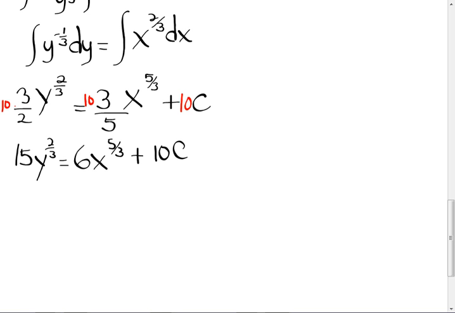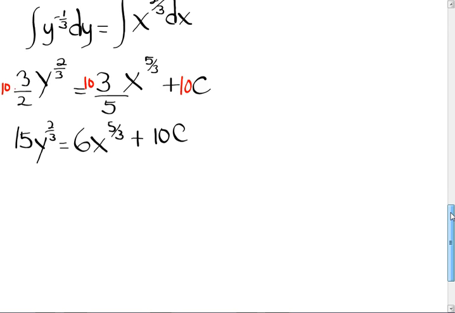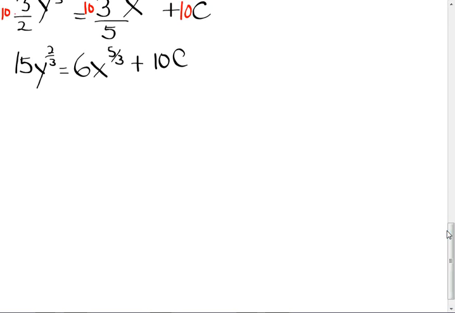Okay, now I don't want what? I don't mind the 10c. Remember, I want to solve for y, so I want to get rid of 15. Now, I don't care if I reduce this or not, so I'm not. Because if I do it wrong, it's wrong.